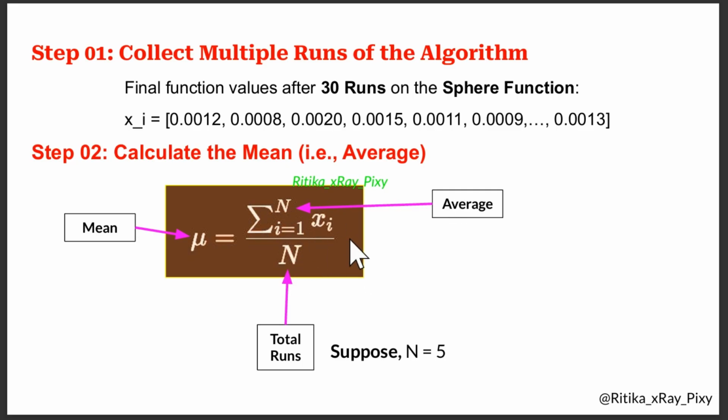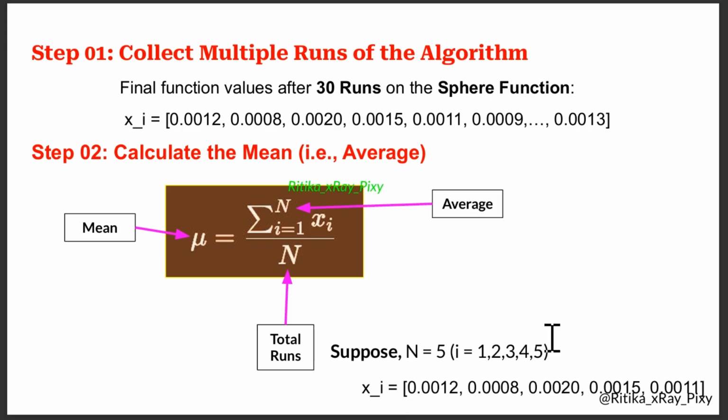So for simplicity we will take 5 runs here, because for 30 runs it would be a little bit complicated. So we have the value of n as 5. Done. Now we will consider the values for the 5 runs. You can see x, that is 0.0012 in the first run, and in the second run 0.0008. Like that we have values for 5 runs.